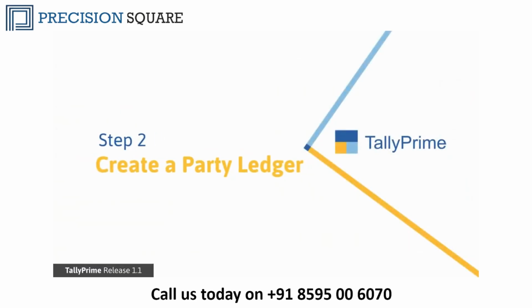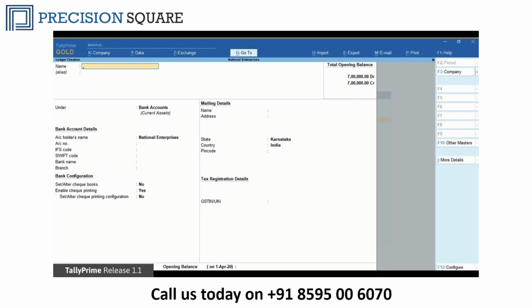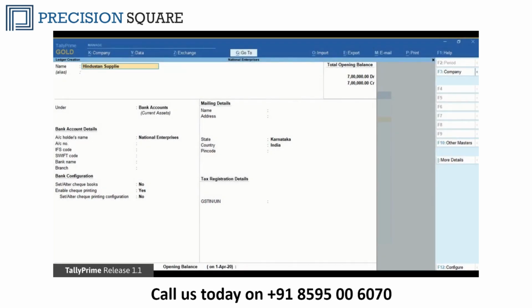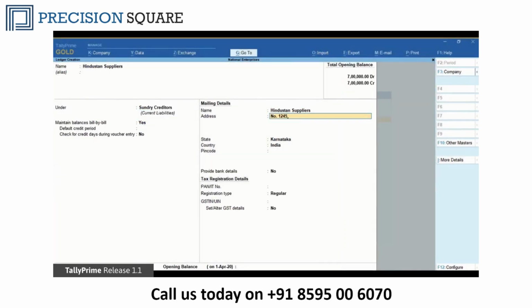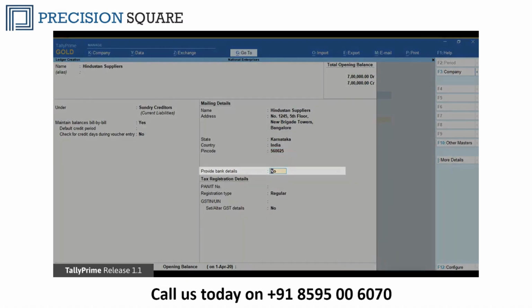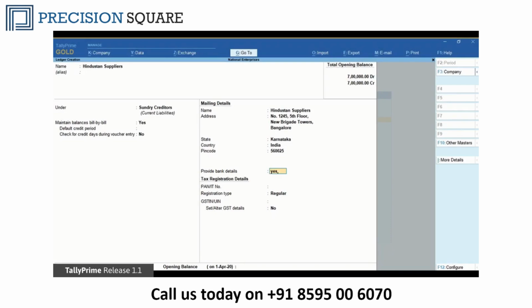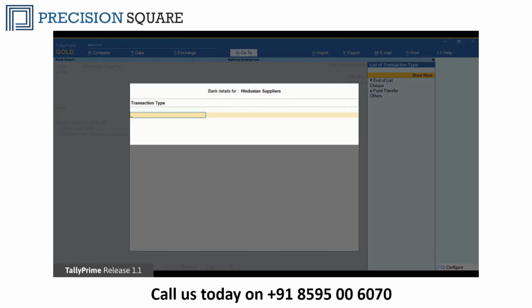Next, create a party ledger. Create a party to which the payment has to be made. Enter name and select Sundry Creditors. Set Provide Bank Details to Yes. Press Enter and you will get the bank details for the party screen.